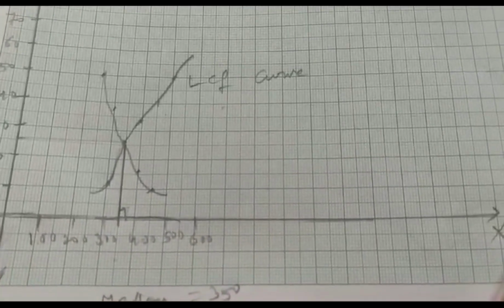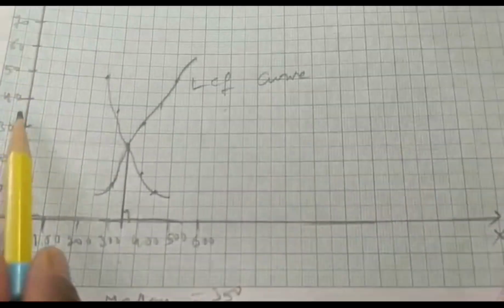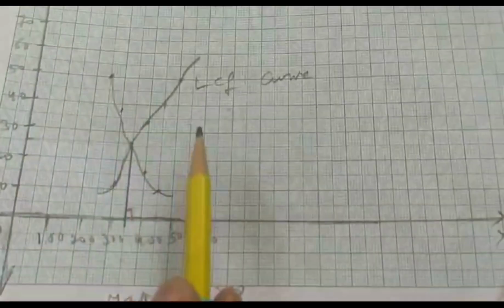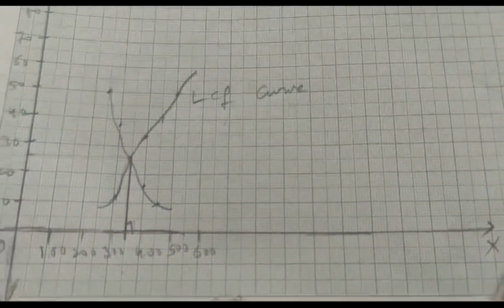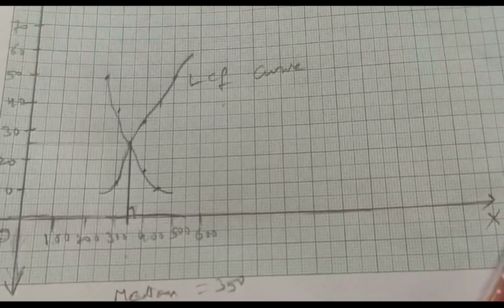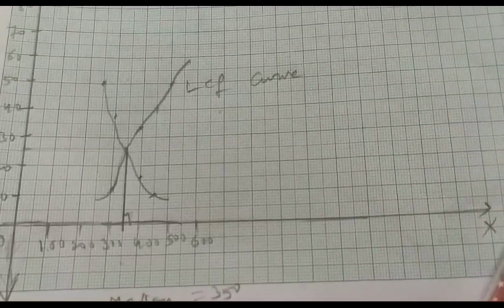Otherwise, as previously I have shown, n by 2 can be found out, and we can point out n by 2 and draw the line until it meets the curve. Then we can draw the perpendicular and find out median. In either of the ways we can find out the median from the graph.